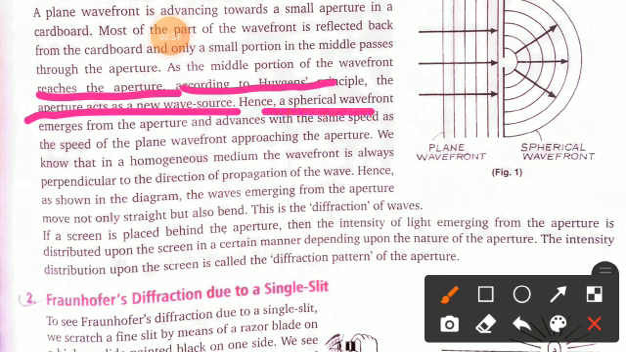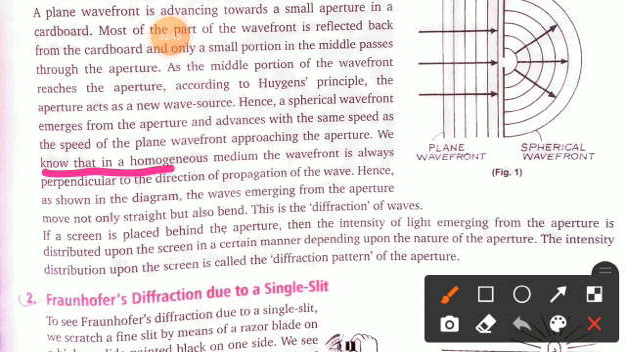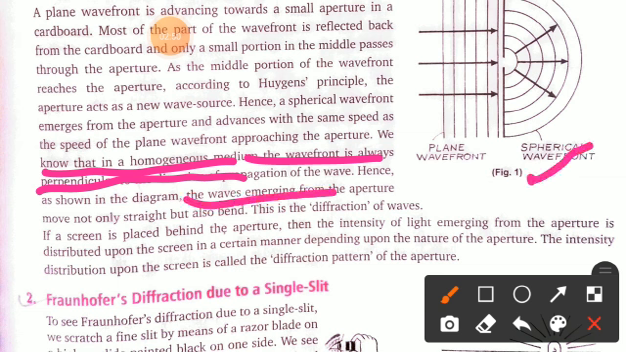Clear? So hence a spherical wavefront, you can see here, this is the spherical wavefront and this is the plane wavefront, emerges from the aperture and advances with the same speed as the speed of the plane wavefront approaching the aperture. So we know that in a homogeneous medium, the wavefront is always perpendicular to the direction of propagation of wave. So hence, as shown in the figure, the waves emerging from the aperture move not only in a straight line but also bend. So this is the diffraction of wave.